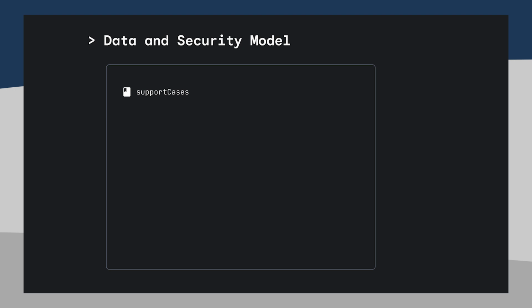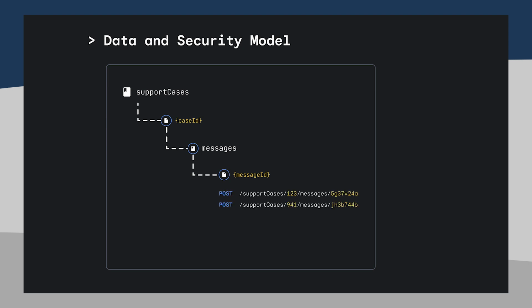So starting off with the data model, we are going to have a root collection of support cases. And each support case is going to have a case document that has a case ID. And each case ID will have a path that looks kind of like this, but instead of 1, 2, 3, that will be a generated path from Firestore. Each case document will have a subcollection of messages, and this is where a customer can send in a message to talk to a support agent. Each message will be its own document, and its ID will also be generated by Firestore.